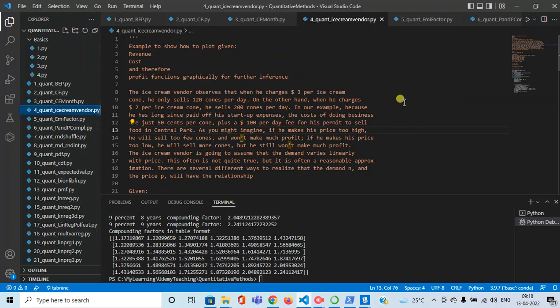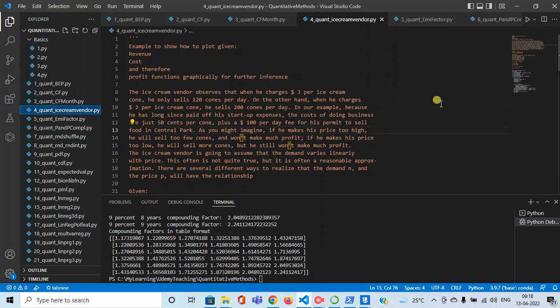There is an ice cream vendor who, if he sells at $3, is able to sell 120 cones. And if he reduces the ice cream price by a dollar, he is able to sell 200 cones, 80 more cones for a dollar decrease. Then he incurs 50 cents per cone as a variable cost, and he also needs to pay $100 per day as an entry fee for Central Park.